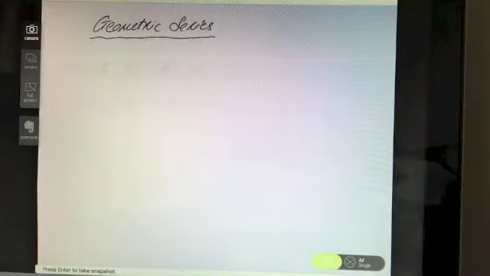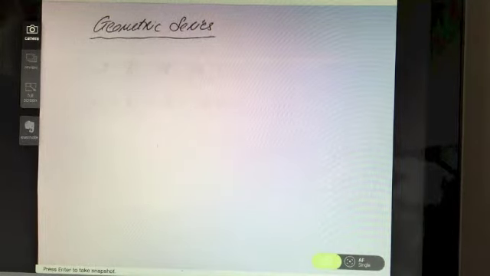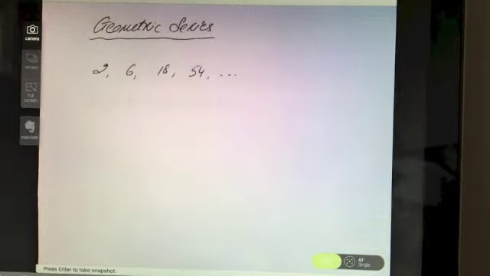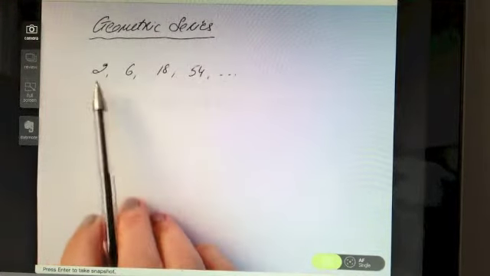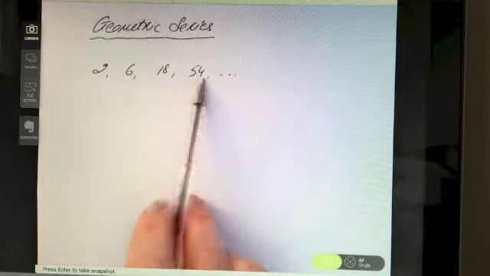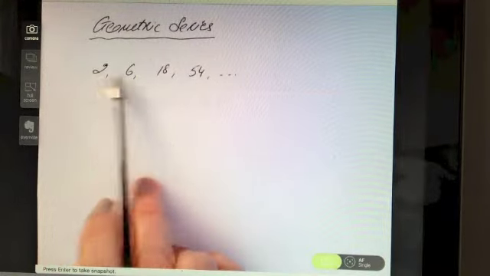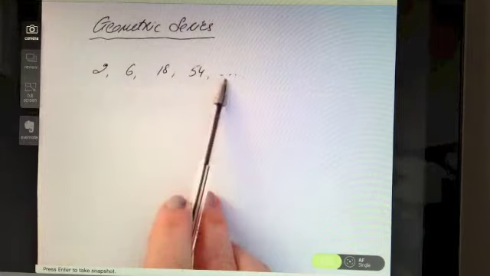Okay, so this video is going through geometric series. Just like we went through with arithmetic sequences and arithmetic series, same difference with geometric sequences and geometric series. A geometric sequence is a sequence of numbers where you are multiplying by something each time. So in this particular case, we are multiplying by 3 each time, and there's my sequence of numbers.